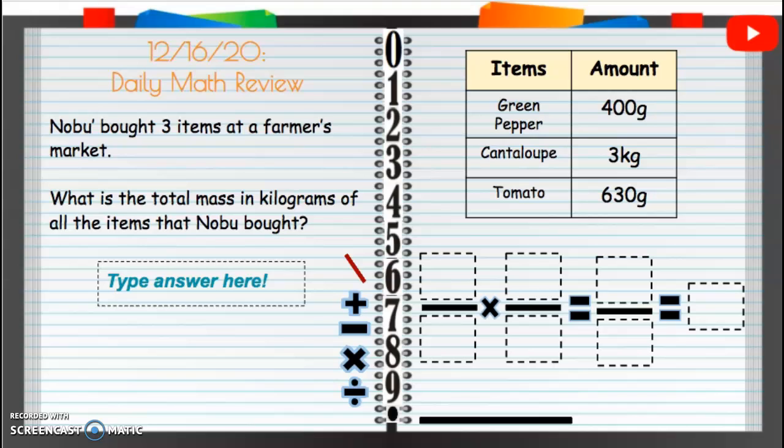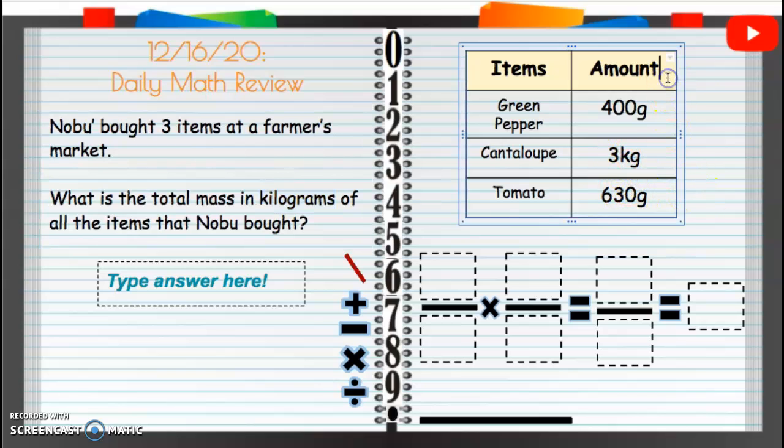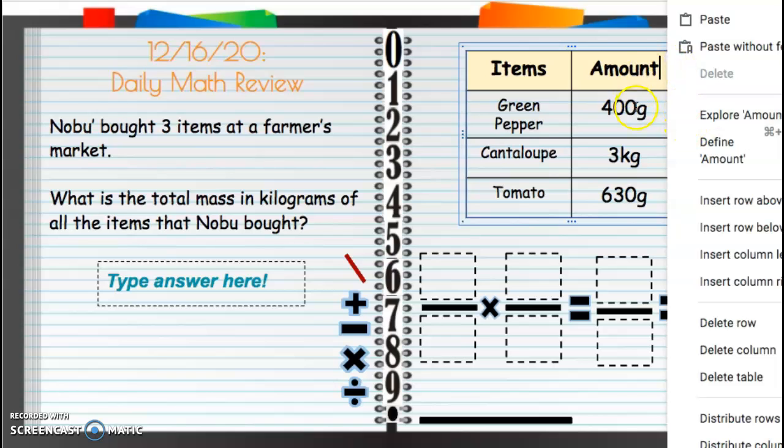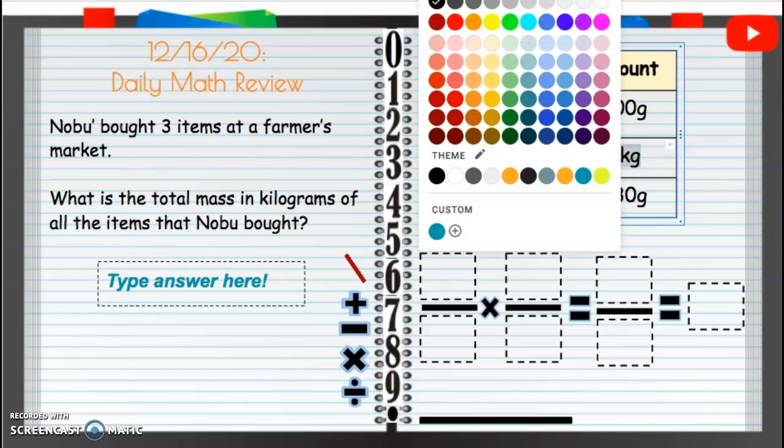All right, so here are his items. He bought green pepper, 400 grams, cantaloupe, 3 kilograms. Oh, good, so that's already in kilograms. And tomatoes, 630 grams. So we need to get all of these to kilograms. First of all, we're going to say, okay, so this one's already good to go in kilograms.